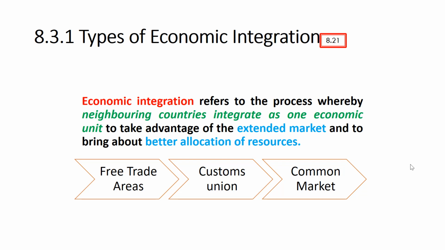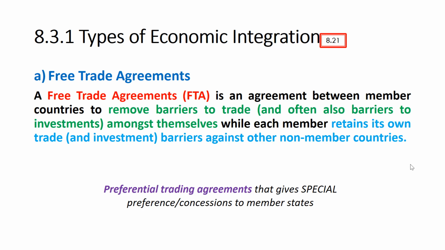So the loosest form of integration starts with an FTA, which is a free trade area. And as you move to the right, as a free trade area becomes a customs union, it is a closer form of integration. And when it moves to a common market, it's an even closer form of economic integration. So these three are the terms that you have to understand for your H2 syllabus. So let's start with the loosest form of integration, a free trade agreement.